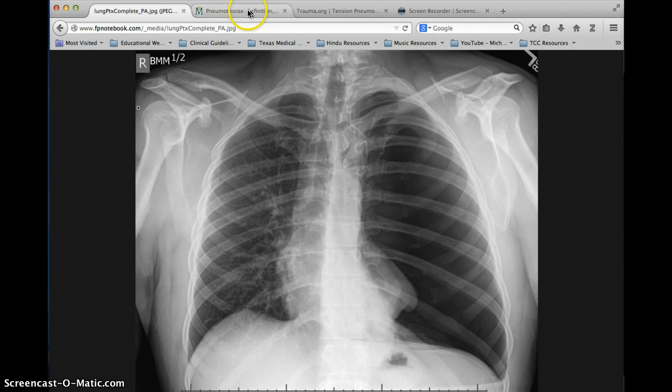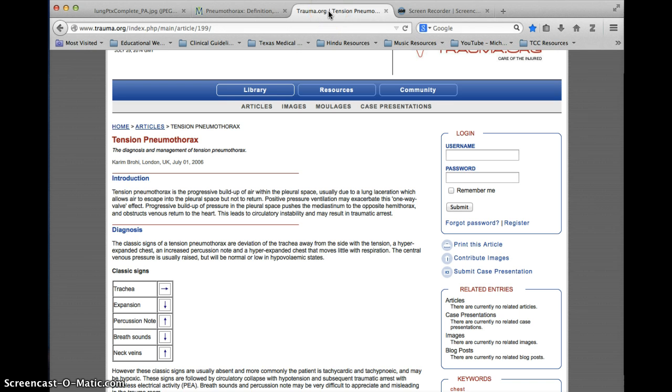So if we go to trauma.org, tension pneumo, here is the diagnosis and management of a tension pneumo. Essentially you have a progressive buildup of air within the pleural space, due to lung laceration. In our case, it was due to blunt force trauma to the chest wall, which allowed air to escape into the pleural space and not to return. As a result, with positive pressure ventilation, we had a buildup of pressure within the pleural space, pushing the mediastinum to the opposite hemithorax, which our chest x-ray exhibited. And again, classic signs: tracheal shift, and we have a decrease in chest expansion.